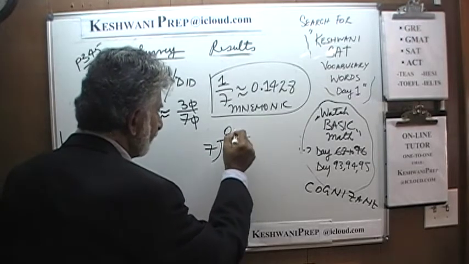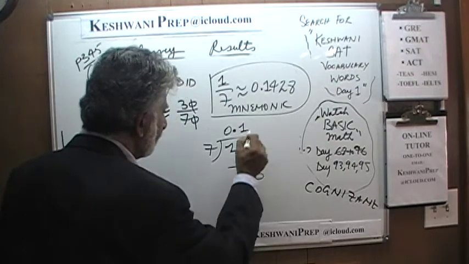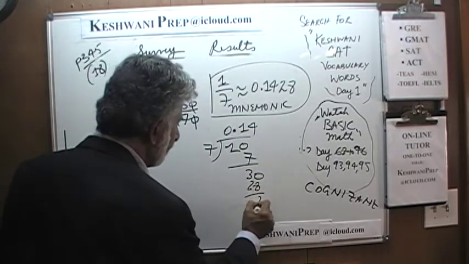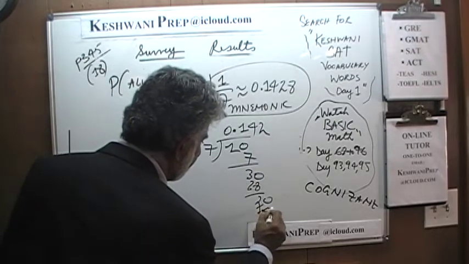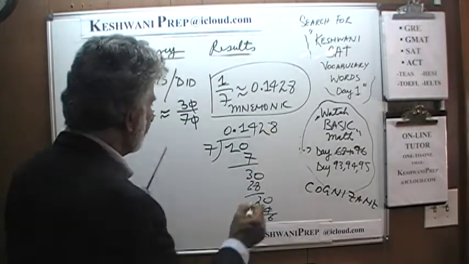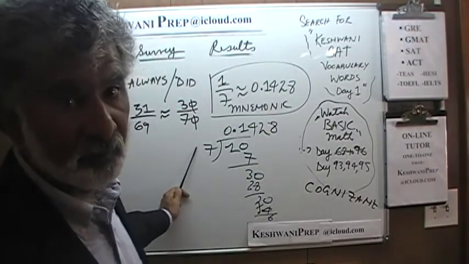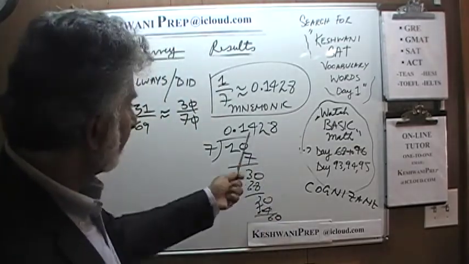Take a zero, take a decimal there, it becomes a 10, goes one time, that's 7. You're going to get a 3, 0, then goes 4 times, that's 28. It becomes 2, that's going to go 2 times. You're going to get 14, you're going to get a 6, and it's going to go 8 times. 7 times 7 is 49, so 7 times 8 must be 56, and that's your 60. And it goes on forever. But this is close enough.